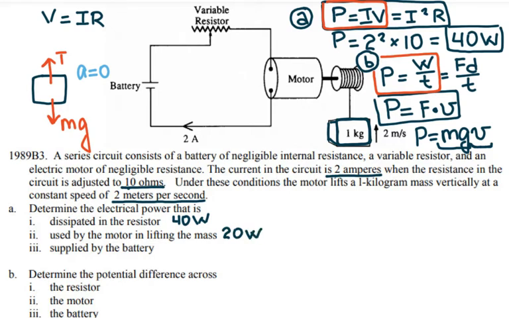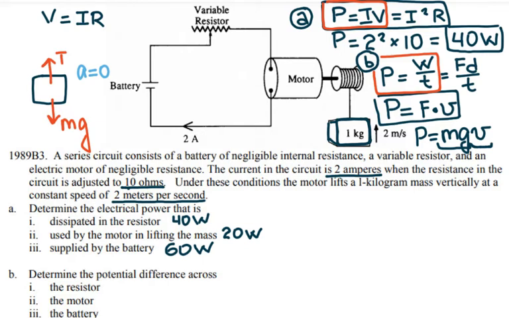And then the next one is the power supplied by the battery. Both the resistor and the motor run off the battery. So that means the battery supplies 60 watts of energy per second to run the motor and resistor at the same time.